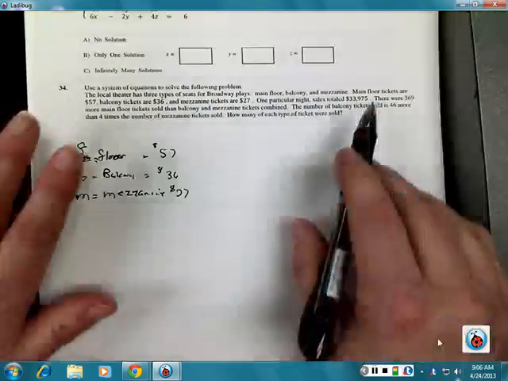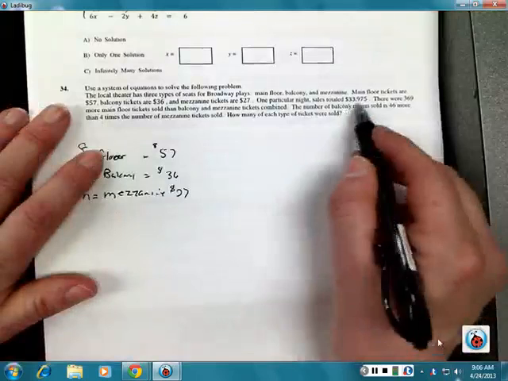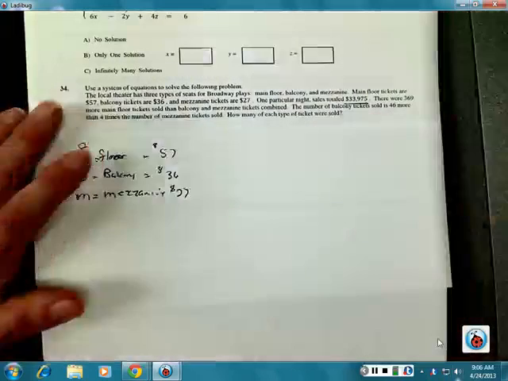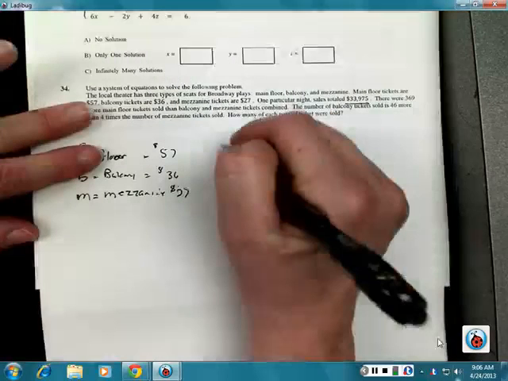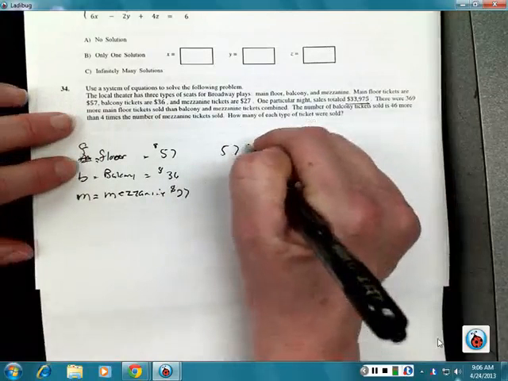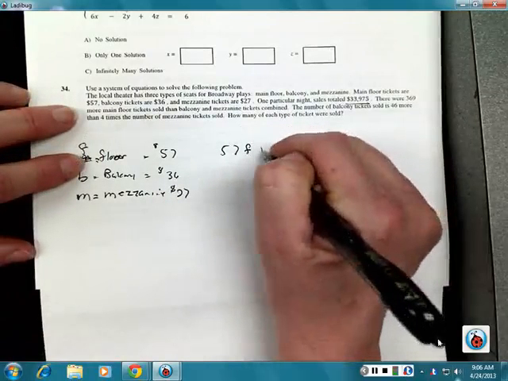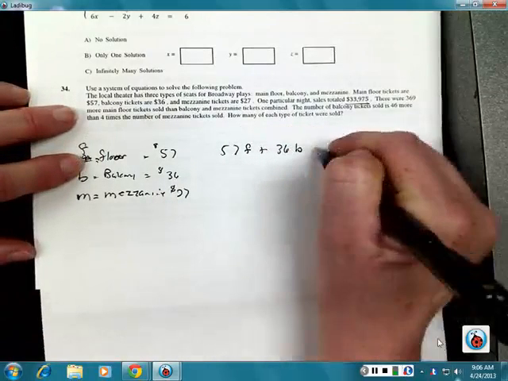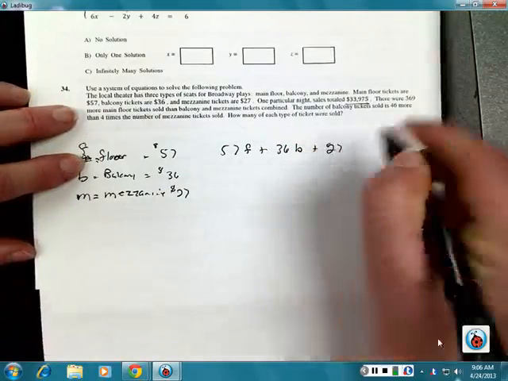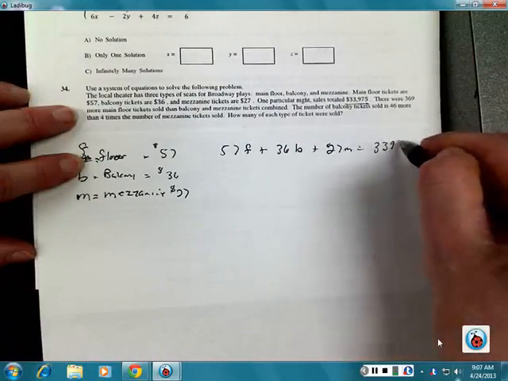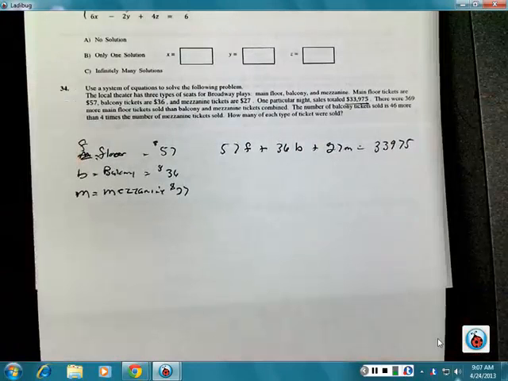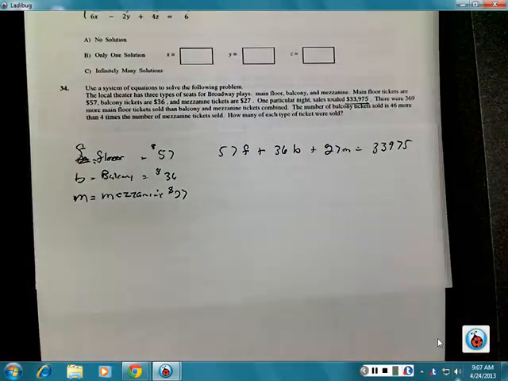So what does this mean? If I have $33,975, what type of equation does that come out to be? 57, don't forget your letter, main floor, plus 36 balcony, plus 27 the mezzanine is equal to 33,975. Okay, so that's the first equation of my 3 equations I'm going to have.